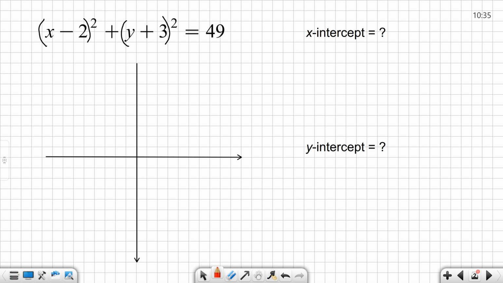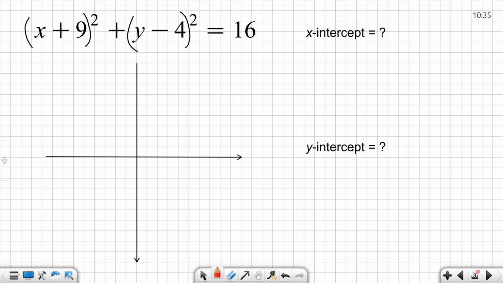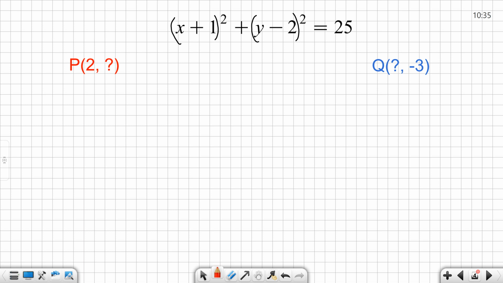Okay. Let's make it more interesting. We did that one already. This is what we want to talk about here. So we're going to do some algebra first, and then we're going to ramp it up a little bit. We'll do the red one first. I've got this point P, and it intersects the circle with an x value of 2. What's the y value?